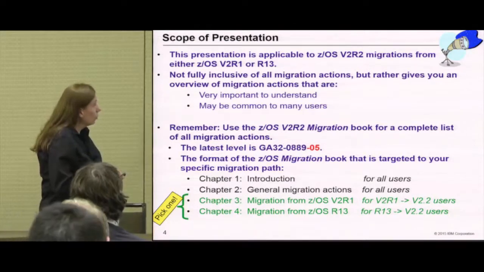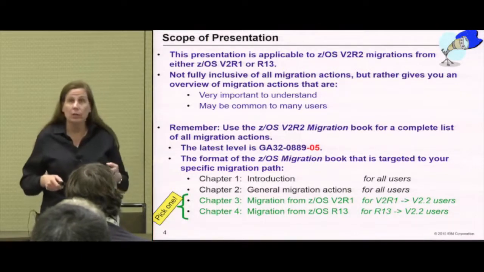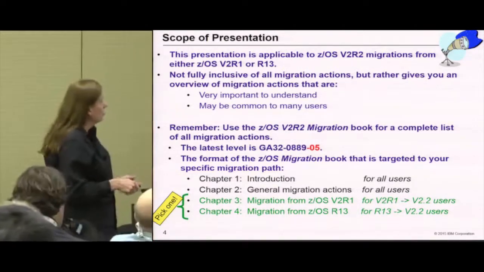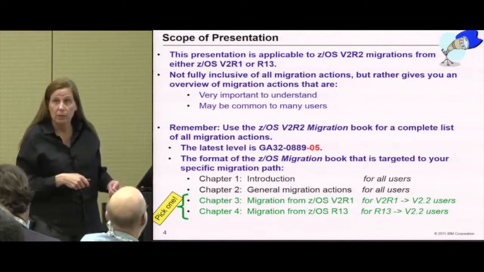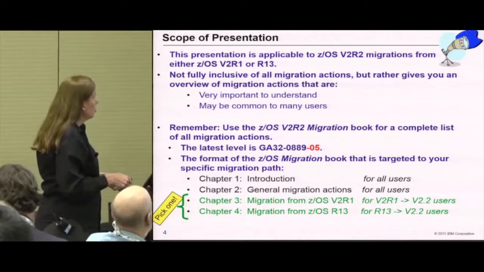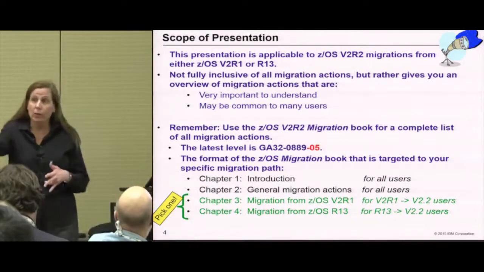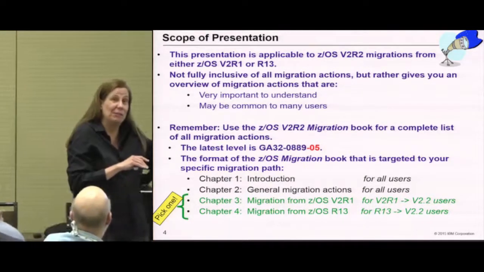Now, if you get the old-fashioned PDF book, there are 4 chapters, and you have to understand that if you're coming from 2.1 to 2.2, you only use chapters 1, 2, and 3. If you're coming from z/OS 1.13 to 2.2, you only use chapters 1, 2, and 4. When I created the workflow, I created it exactly on the path that you needed, right?